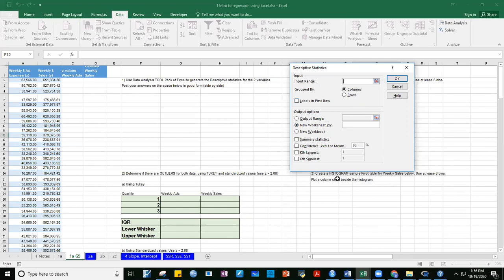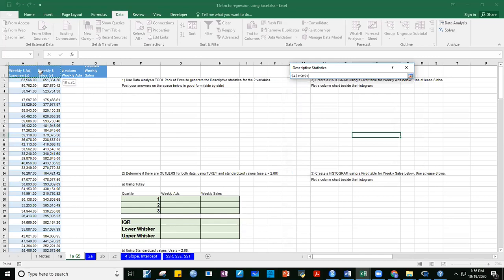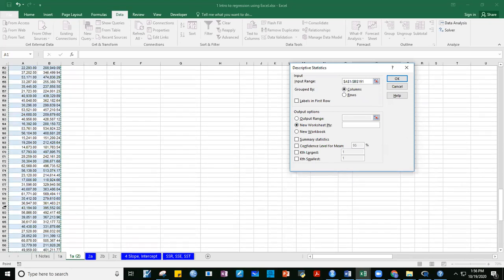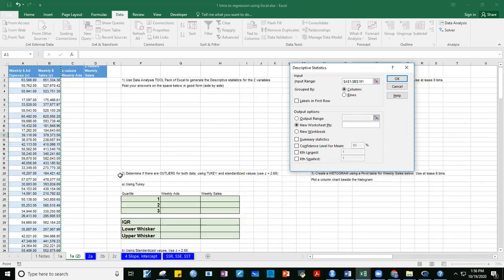Alright, so this is now your interface for descriptive statistics, guys. For the input range, what we include for descriptive stats are weekly ads and weekly sales. Include the header, no? Control Shift down arrow. So highlight A1 to B191.